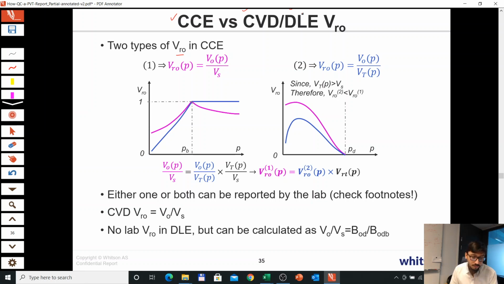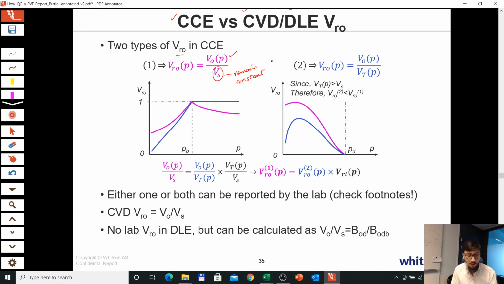Before we go into the main topic, it's important to mention that in a CCE experiment, you can find two types of relative oil volumes. One type of relative oil volume is defined as the oil volume at any given pressure divided by the volume at the saturation pressure, which remains constant because the saturation pressure is constant.